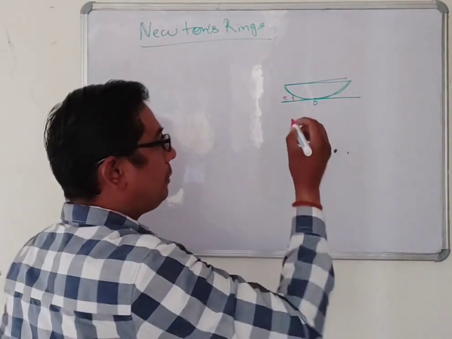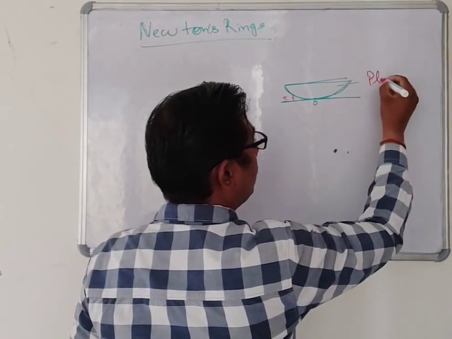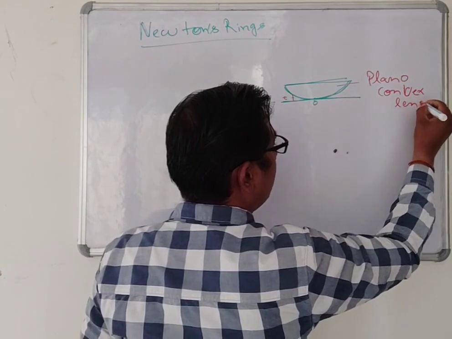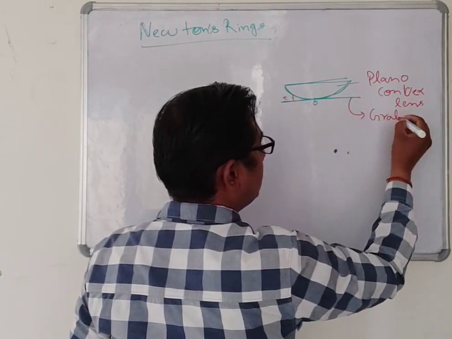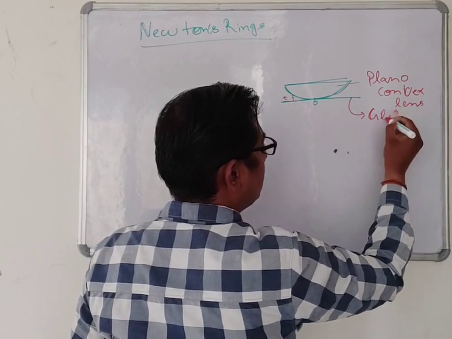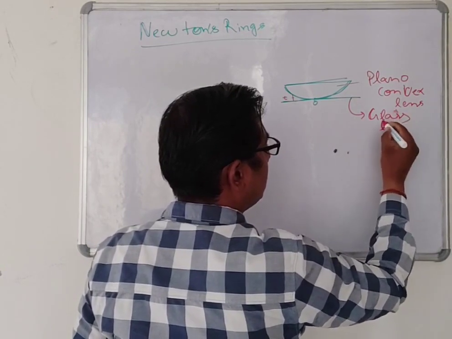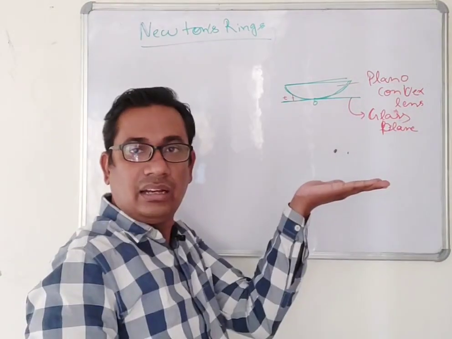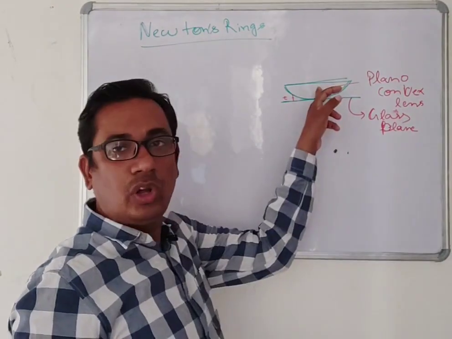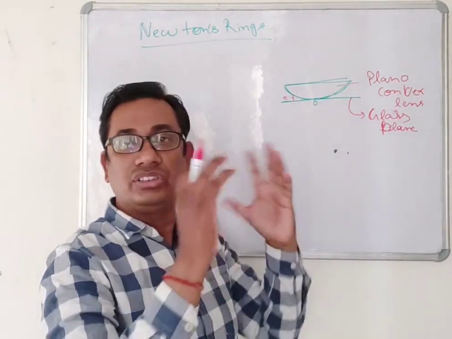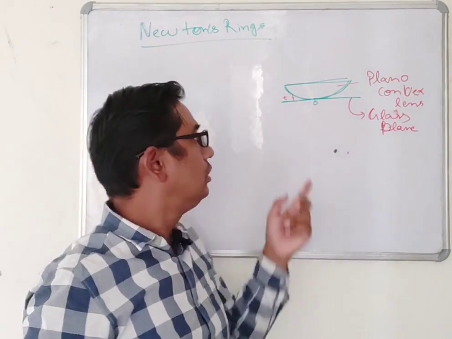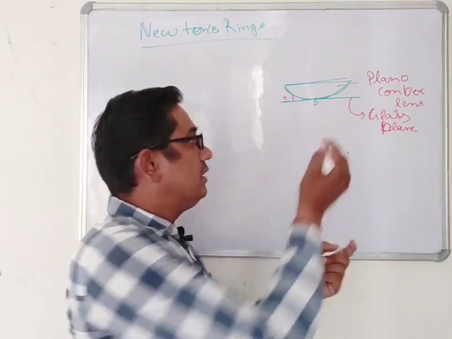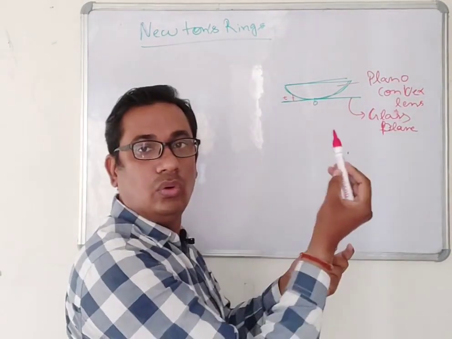You can see that this one is a plano-convex lens. This is a glass plane. This plano-convex lens is basically cut from a sphere of large radius of curvature, so that near this point the air film thickness will be constant. T is constant near about this O.